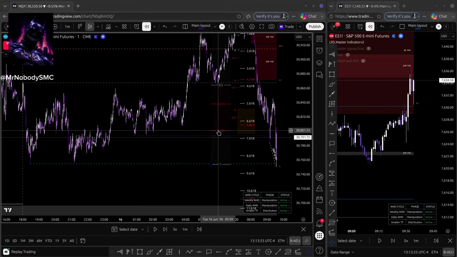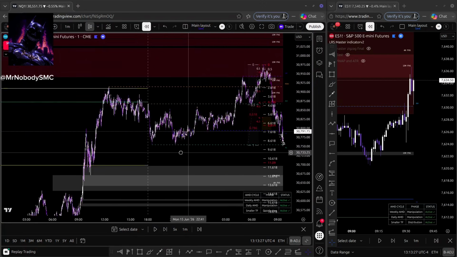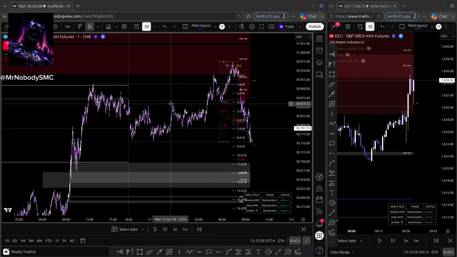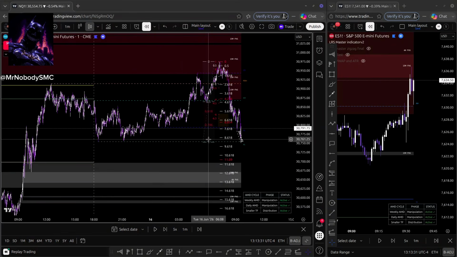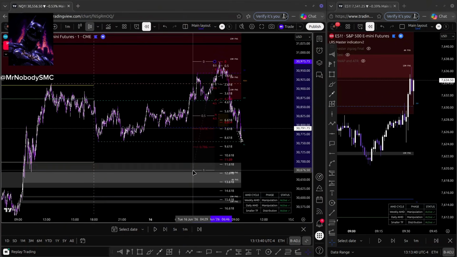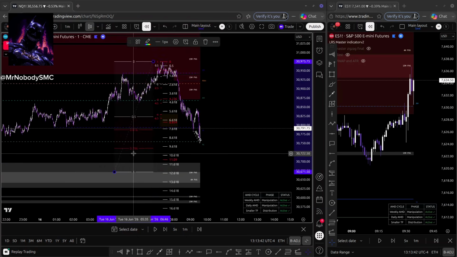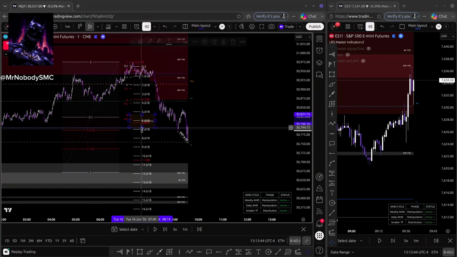What else? Equilibrium range no longer matters because it has been taken out. Now, what's my next range of equilibrium then? Major swing low from which a bullish distribution started. Golden pocket now aligned with equilibrium 0.618. Where is the market right now? Right there.